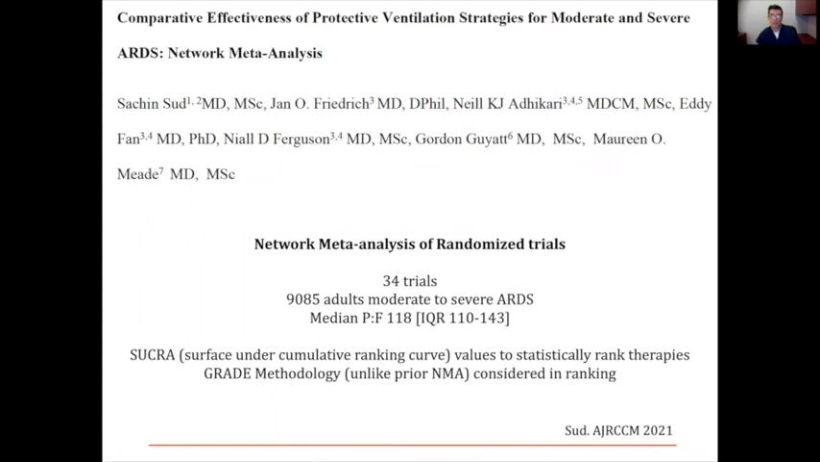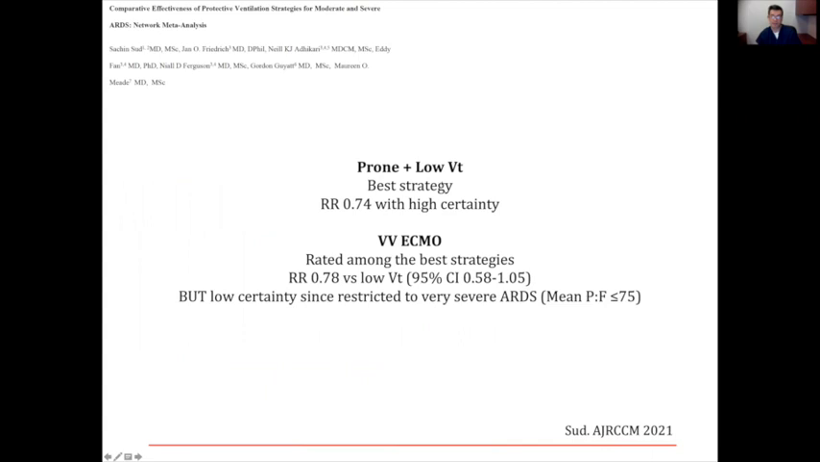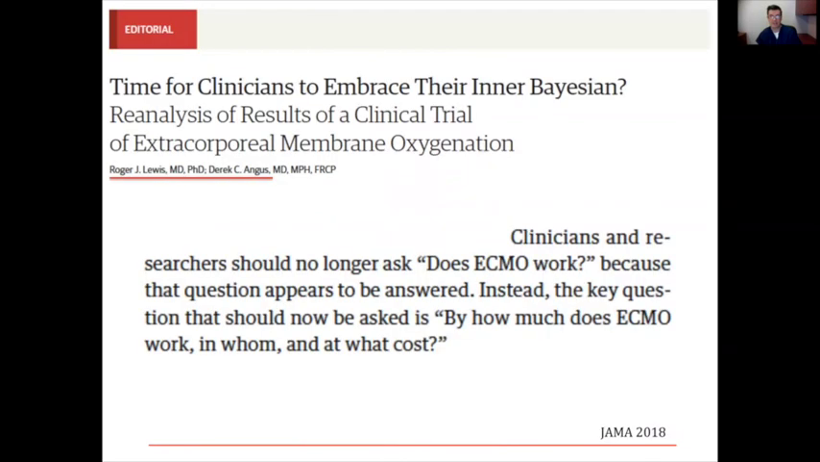This is one of 2 network meta-analyses of randomized trials of ARDS. This is by Sachin Sood, looking at 34 trials of 9,000 patients using very sophisticated methodology. They were able to show that prone positioning plus standard low tidal volume ventilation was the best strategy. But that VV ECMO was also rated among the best strategies, just with low certainty because it was restricted to these very few patients with very severe ARDS.